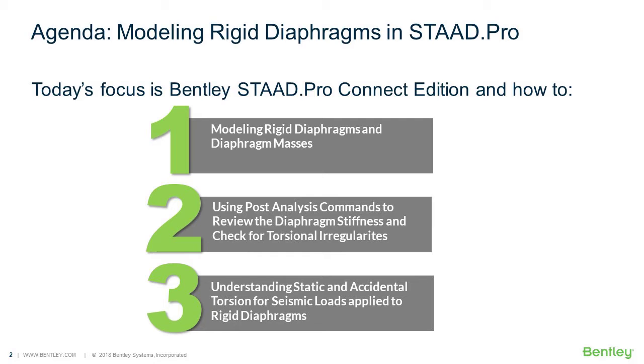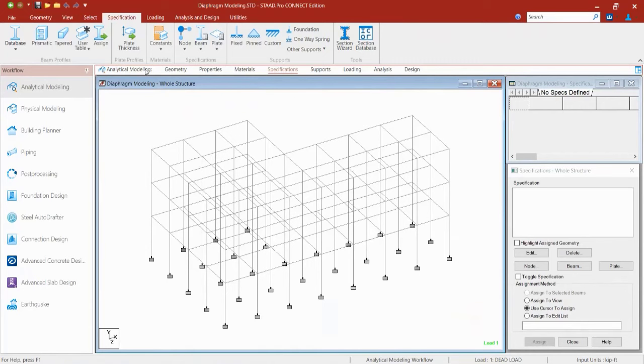So we're going to start pretty slow, and we're going to start by just modeling our rigid diaphragms. In my workflow page control area, I'm going to go to the specification tab that's right above my view window. When I select that tab, I'm going to notice that the specification dialog is going to be available in my data area. I'm also going to notice that automatically STAAD.Pro redirected my attention to the specification tab in the ribbon toolbar. Of course, I am using STAAD.Pro Connect Edition for this particular workflow.